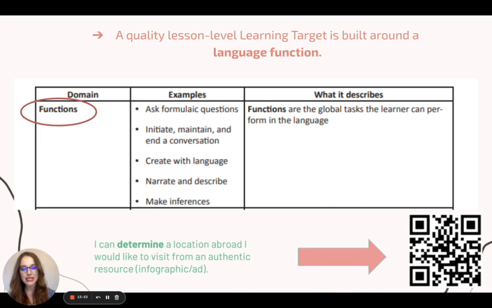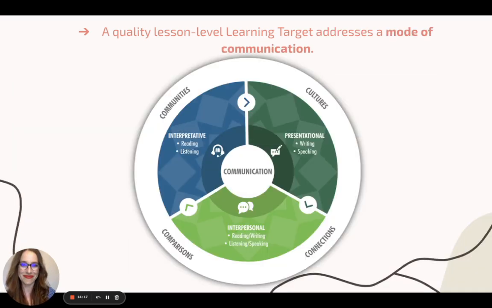Okay, so here's my stab at a lesson level learning target that comes from the big unit goal we saw before. Let's simply start with: I can determine a location abroad I would like to visit from an authentic resource. So is determine a language function? Do you read information in order to make a decision? There we are. I'm reading something to determine where I want to go. It's a good problem to have.